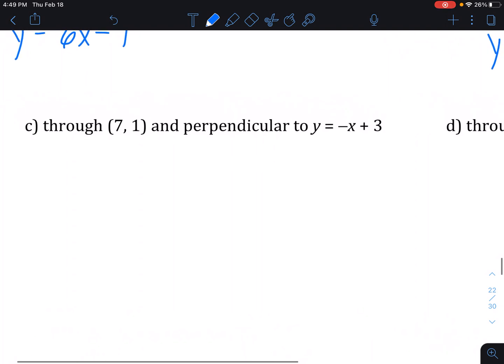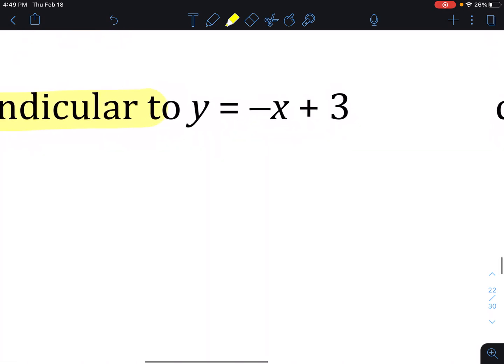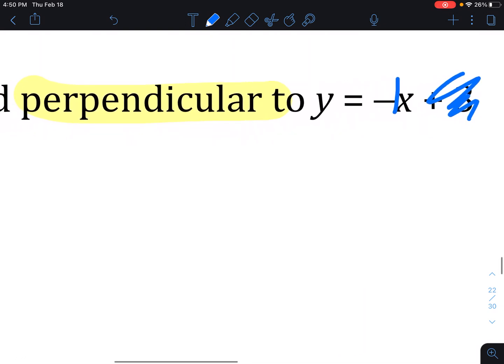Okay, let's keep going. Let's get some more practice. So in letter C, we're going through the point 7, 1, and we are perpendicular to this equation. Okay, let's focus in on this equation. What is the equation's slope? In front of the x is a minus. That means my slope it's showing is negative 1. Ignore that plus 3. So what's perpendicular to negative 1? We discussed this way back in the beginning of this video. The perpendicular to negative 1 is positive 1.